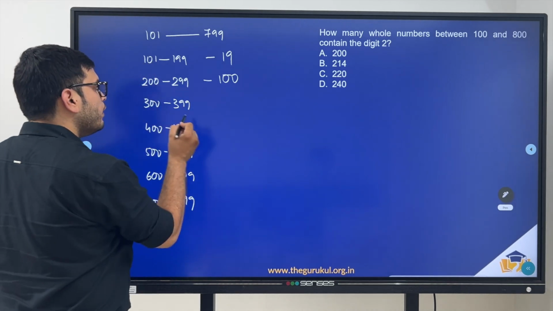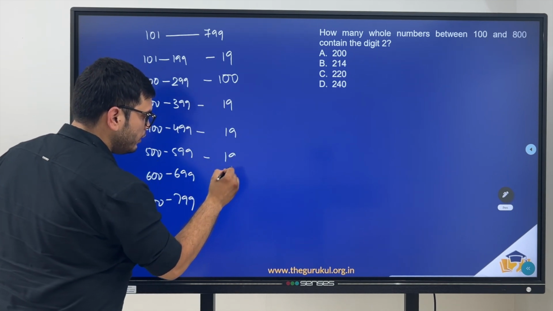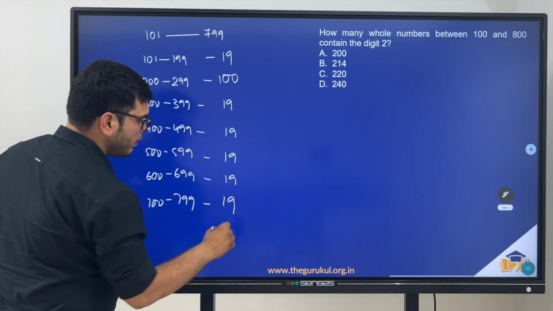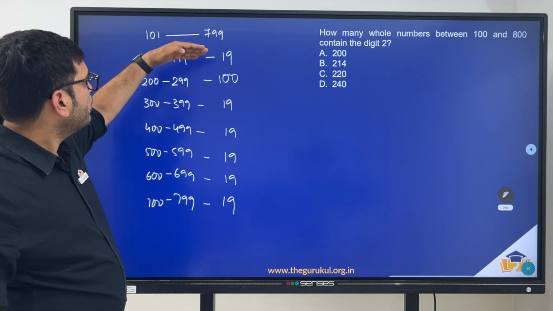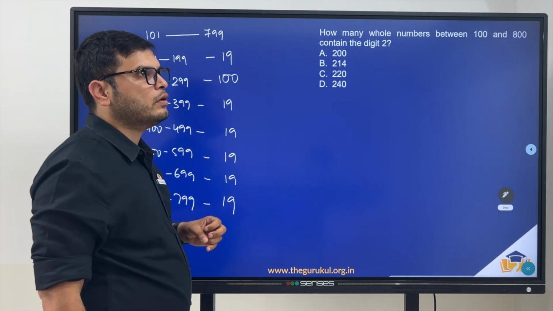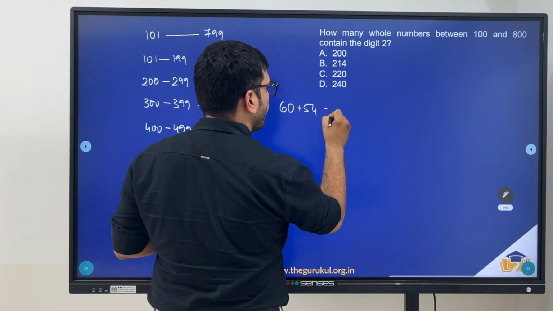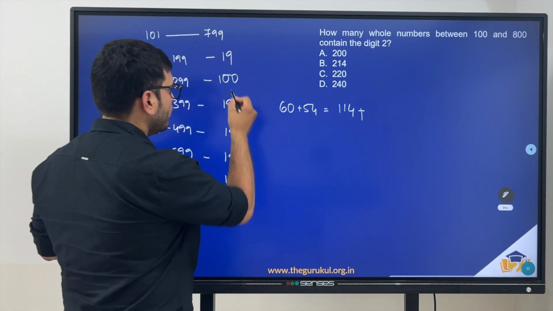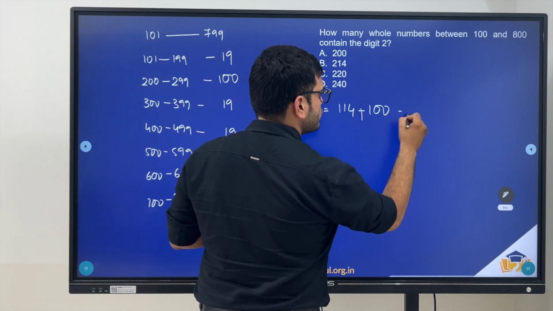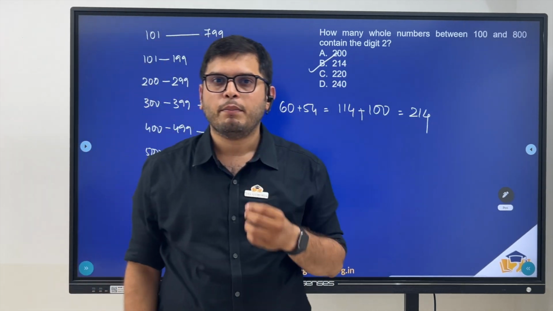Right. Now from 300 to 399, you have 19 numbers, and likewise for each of the other hundreds. So 1, 2, 3, 4, 5, 6, that is 19 into 6. 60 plus 54, 114, plus 100. So 214 should be the answer for this question. Hence option B.